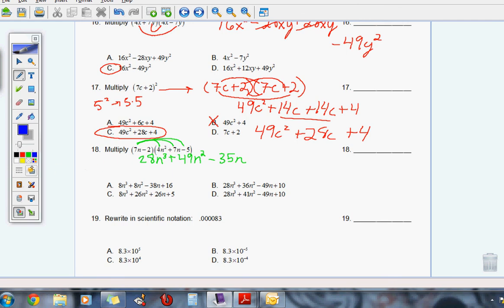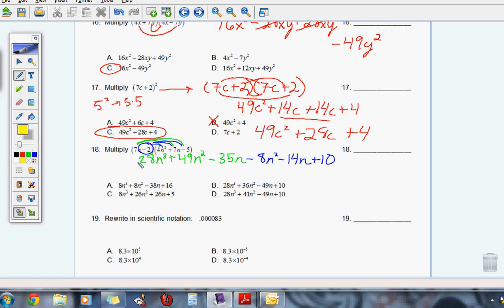Switching to my other color now, I'll put blue on here. We now have to take the negative 2 through 3 times. So negative 2 times 4n squared is negative 8n squared. Negative 2 times positive 7 is negative 14n. Negative 2 times negative 5 is going to be a positive 10. Well, obviously none of the answers here actually have us going with this many terms.